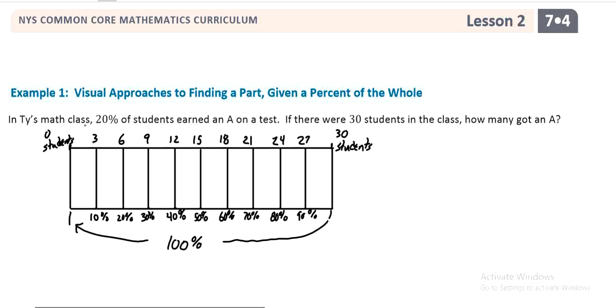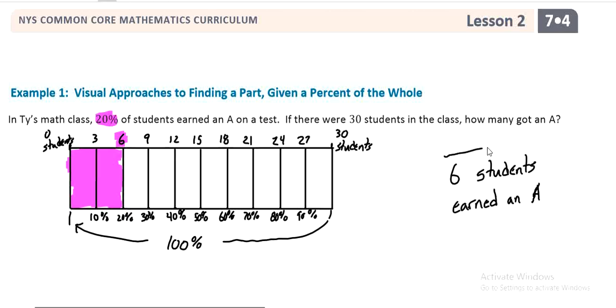So let's go ahead and fill this in. It says 20% of the students earn an A on the test. Well, that means this portion right here, filling in the 2 intervals, represents the 20%. If there were 30 students in the class, how many got an A? Well, we filled in the 20%, and we just look above at the number of students, and that gives us 6. So we would say that 6 students earned an A.